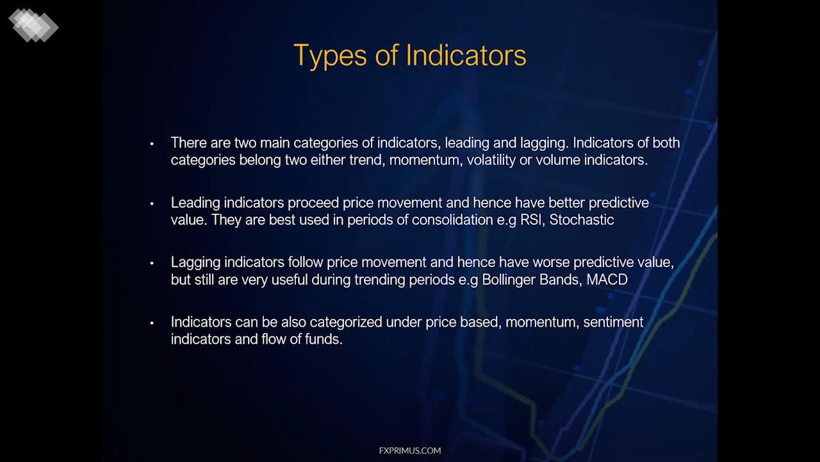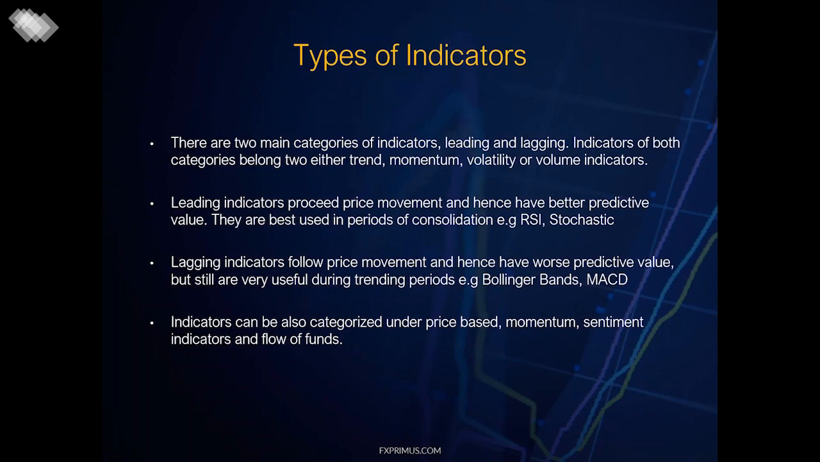Starting with the types of indicators, there are two main categories, leading and lagging, as I mentioned in the previous slide. Indicators of both categories belong to either trend, momentum, volatility, or volume indicators. Now, the leading indicators precede price movement, and hence have better predictive value.